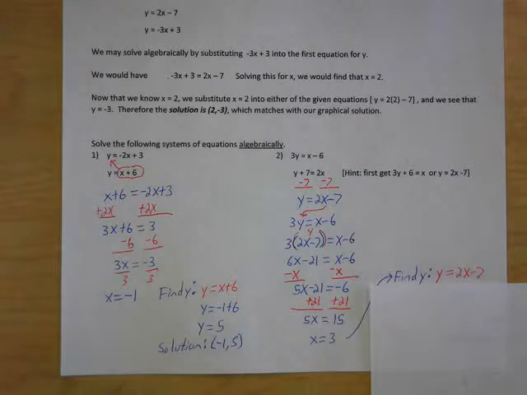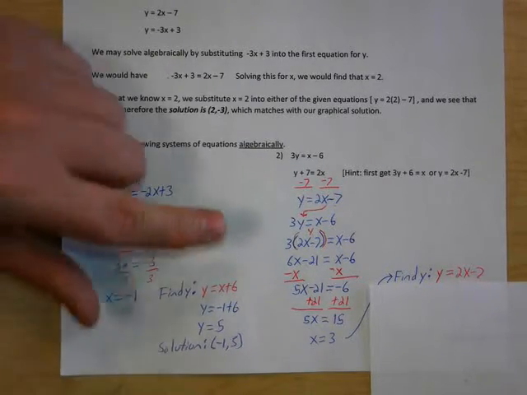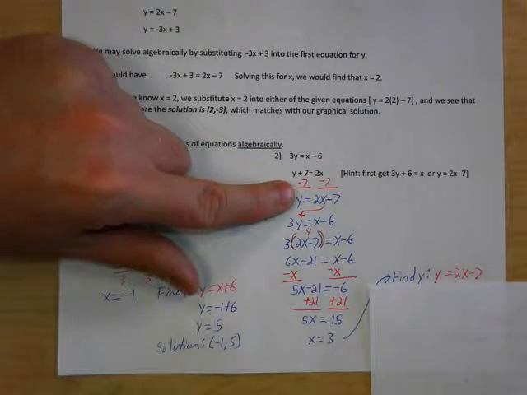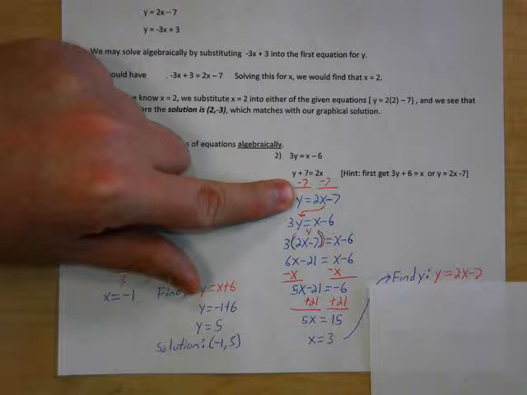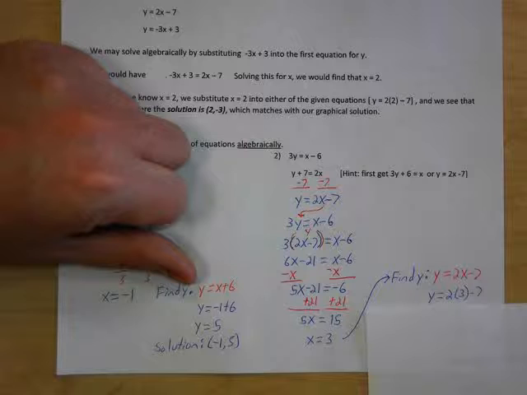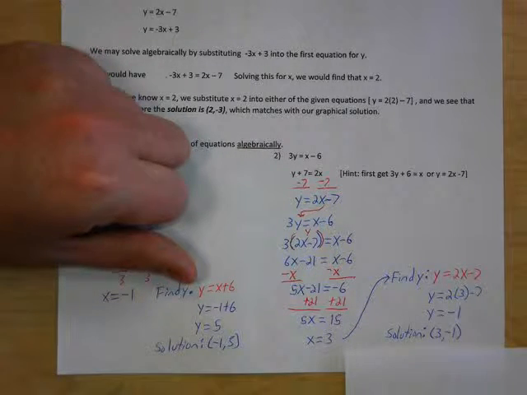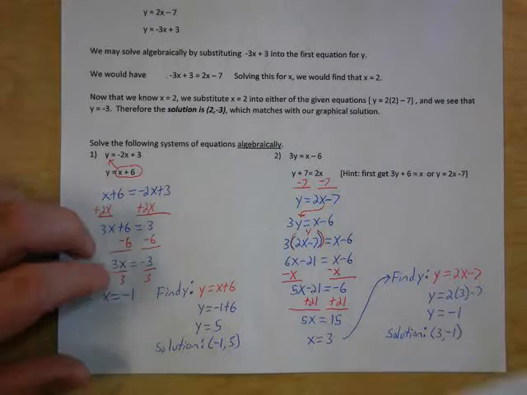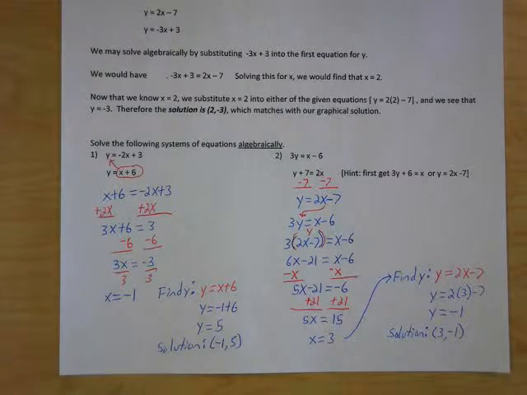You go to any equation. I'm going to use y equals 2x minus 7. It doesn't have to be an original; it could be one that you manipulated, whatever is easiest. Then we plug in 3 for the x value, and we end up with y equals negative 1. So the solution is (3, negative 1). Okay, moving on to the next page.